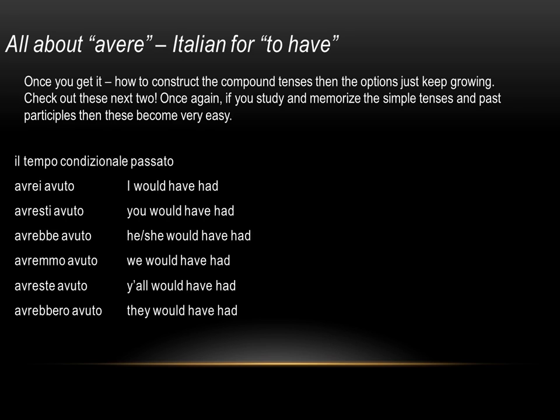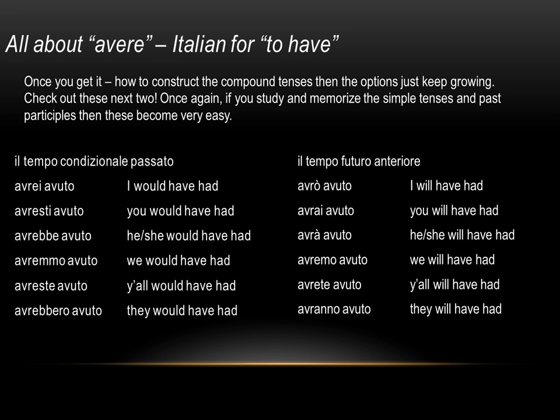Avrei avuto, I would have had. Avresti avuto, you would have had. Avrebbe avuto, she, he would have had. Avremmo avuto, we would have had. Avreste avuto, y'all would have had. And avrebbero avuto, they would have had. Once again, avuto didn't change. We just took avere, instead of in the present or in the imperfect, we put it in the conditional tense.